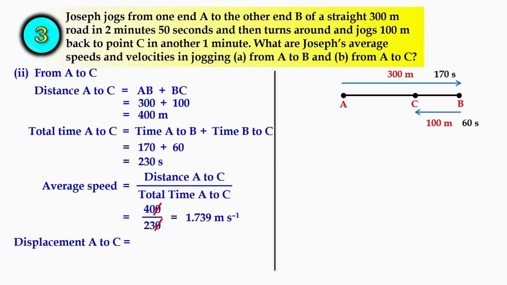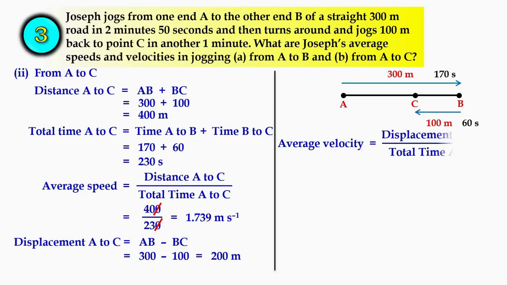Now let us find the average velocity. Joseph finally reaches point C, which is 200 meters away from point A. So the displacement is 200 meters. Average velocity equals displacement divided by total time. So the value becomes 200 divided by 230, which is approximately 0.87 meters per second. So we observe an important point here. Average speed depends on the total distance traveled, while average velocity depends only on displacement.